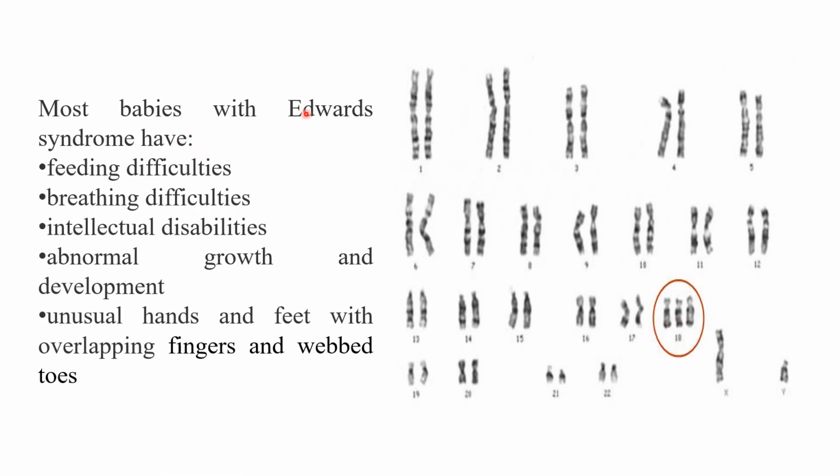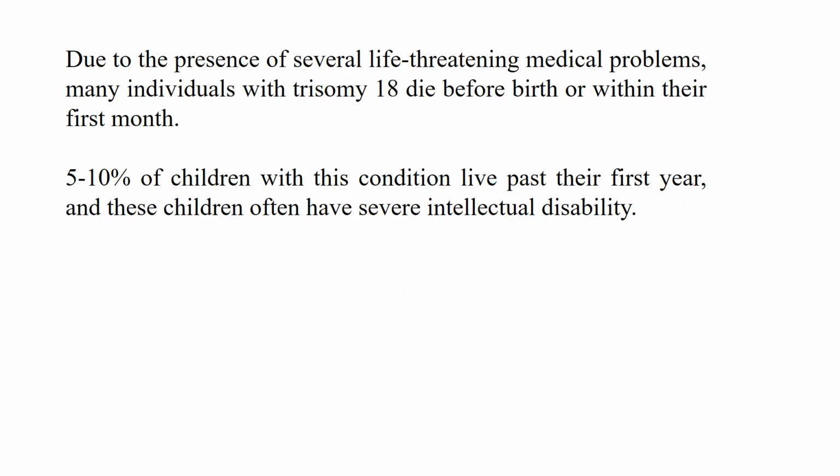Most babies with Edwards syndrome have feeding difficulties, breathing difficulties, intellectual disabilities, abnormal growth and development, unusual hands and feet with overlapping fingers, and webbed toes. Due to the presence of several life-threatening medical problems, many individuals with trisomy 18 die before birth or within their first month. Either they die before birth or within a few months after the birth because of different types of complications.